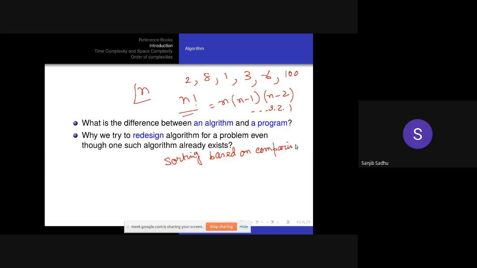Comparison means you are checking whether A is greater than B or not. You do this in all types of sorting algorithms. But in radix sort, you are not comparing two elements. Those who know radix sort know that it is a different idea. Sorting based on comparison will take at least n log n time. Anyway, our objective is to improve the time complexity.